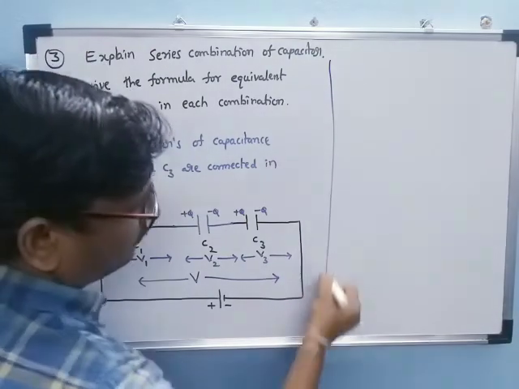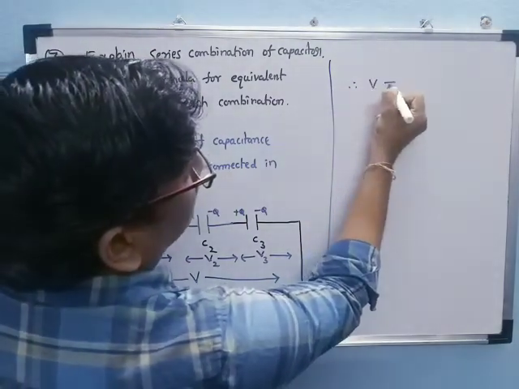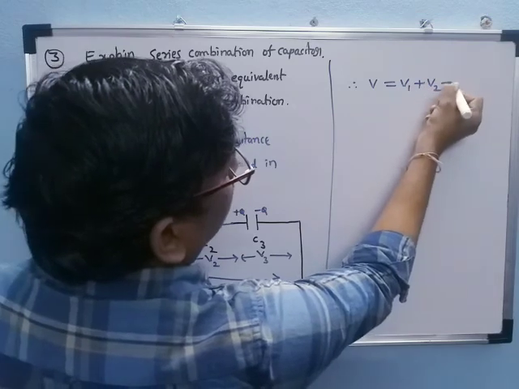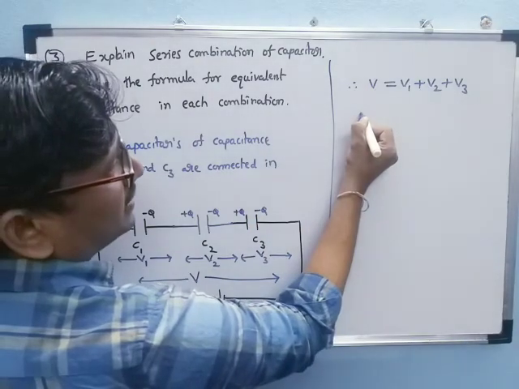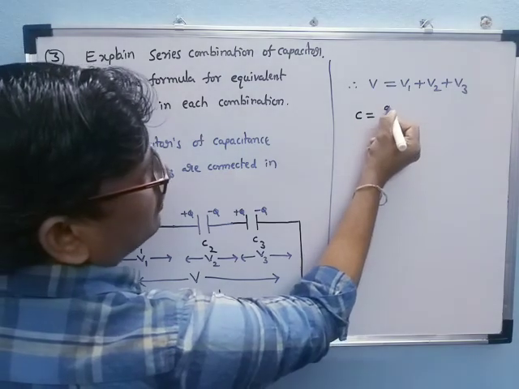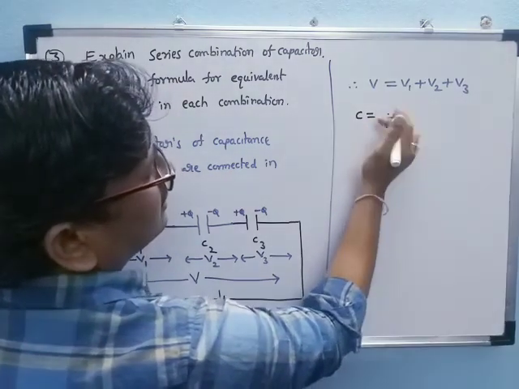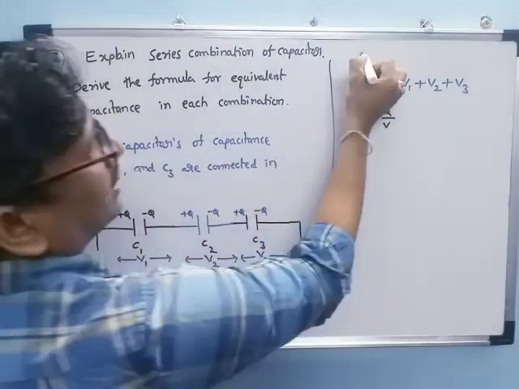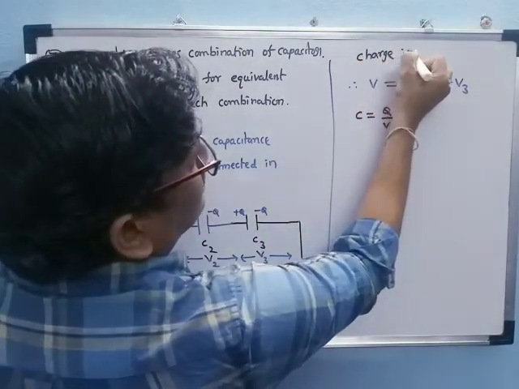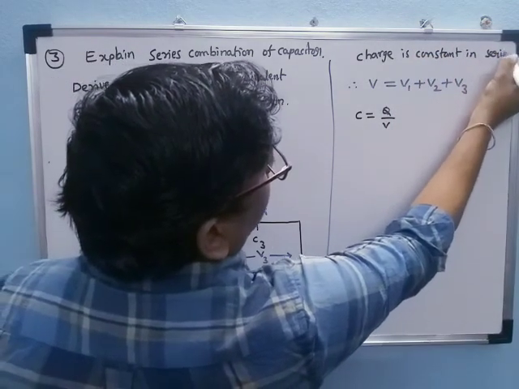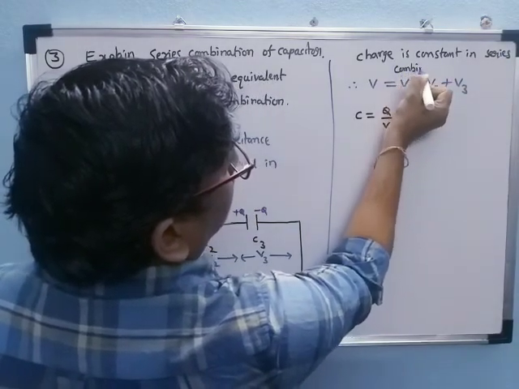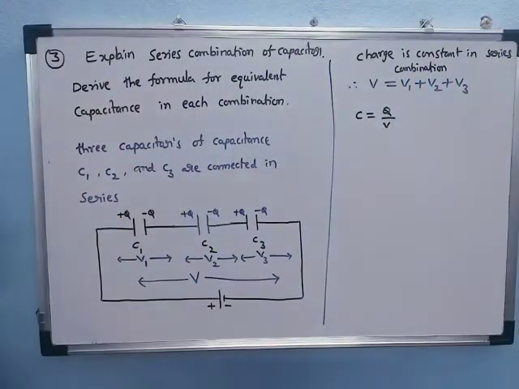Therefore, the total potential V is equal to V1 plus V2 plus V3. We know the formula for capacitance is C equals Q by V. But here the charge is constant in a series combination. So the potential varies, with V equal to V1 plus V2 plus V3.